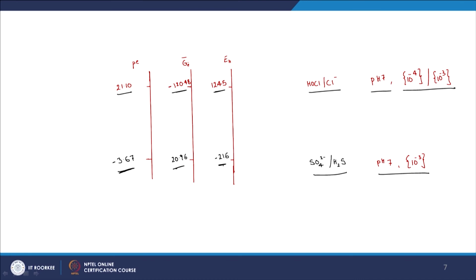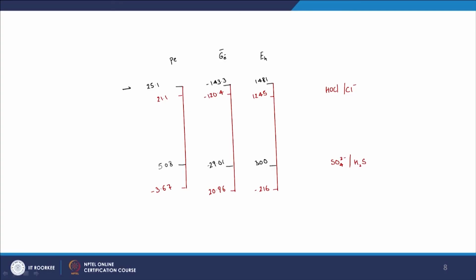So, let us try to understand this in terms of what we had earlier, as in the standard conditions. So, let us look at the standard conditions. These were the standard conditions, and these were at the non-standard conditions of pH 7 and 10 power minus 3 and 10 power minus 4 concentration. Again, standard conditions to non-standard conditions, right.